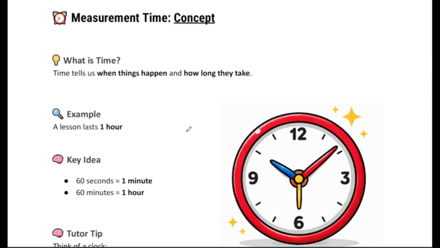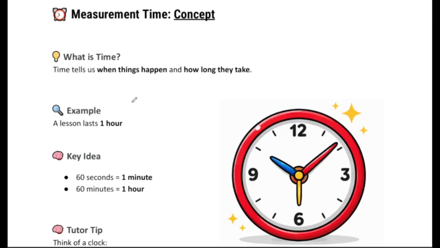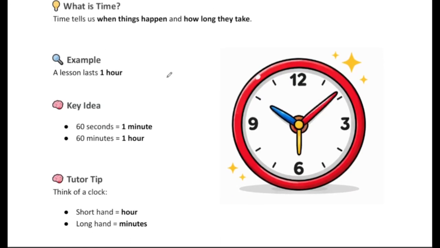Today we'll be learning about the concept of time, specifically using measurements. So first, what is time? Time tells us when something happens and how long they take. For example, a lesson can last 1 hour.